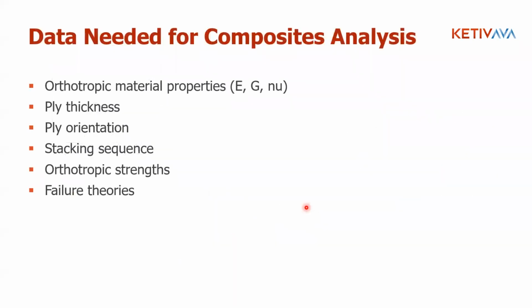So in a composite analysis, what you need are the orthotropic material properties. So each direction would have different properties, so you need to define that. You need to define the ply thickness, the orientation, the stacking sequence, and if you want to calculate a damage or failure criteria, you need to define the orthotropic strengths, the ultimate strengths, and which failure theory you want to use to calculate the failure indices.